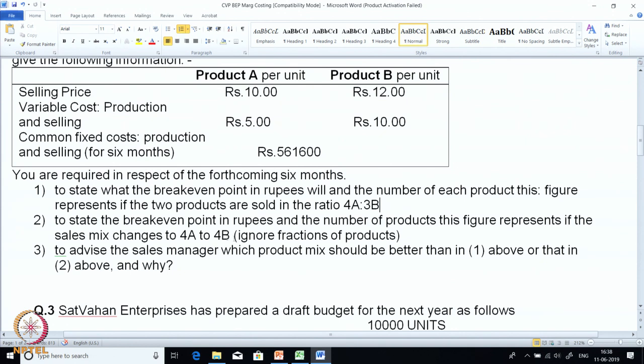Again, in the second part, it is a similar question. Compute the BEP if the products are to be sold in the mix of 4A:4B. And in the third part, advise the sales manager as to which of the two mixes are better. So it is very much similar to our first case. I hope you will be very easily able to solve it. So please try to solve it along with me.